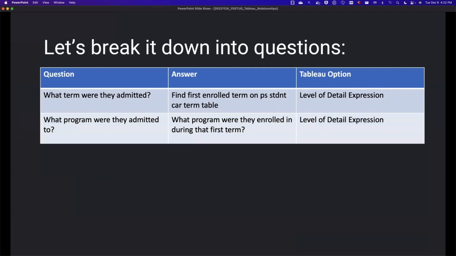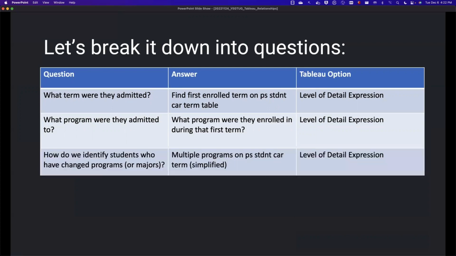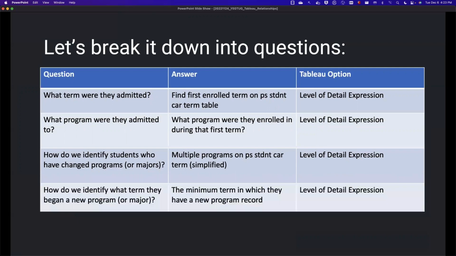Next, we want to know what program they were admitted to when they first enrolled at the university. We then want to know, are there any students who've changed majors? As in, they have the presence of more than one major on their academic record. Next, we want to figure out what term did they begin studying in that new program or major.